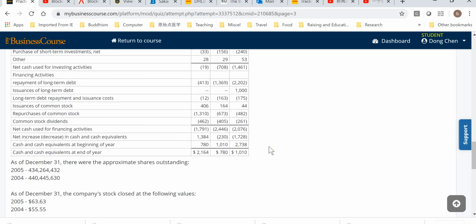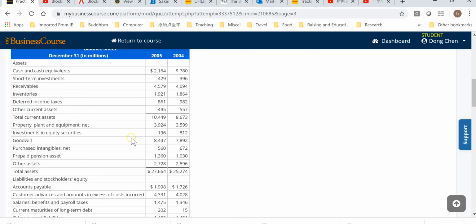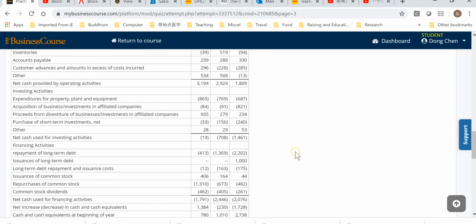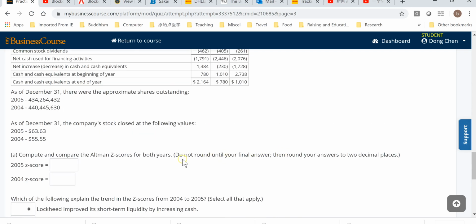So the first part, A, is to compute and compare the Altman z-scores for both years. Both years here refer to 2005 and 2004. And we need to pay attention to the rounding requirement. Do not round until your final answer, then round your answers to 2 decimal places.